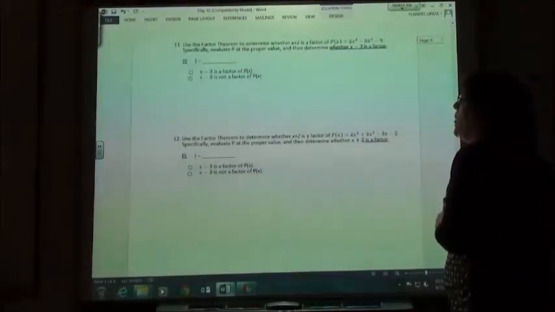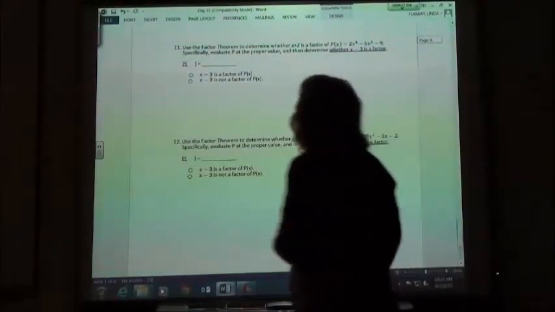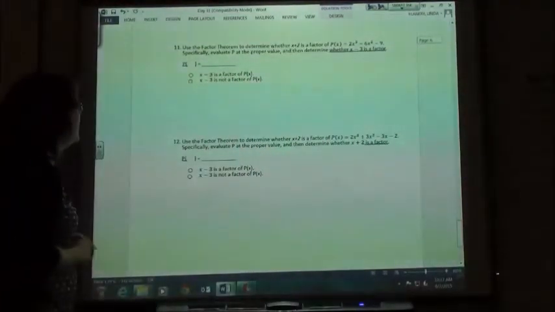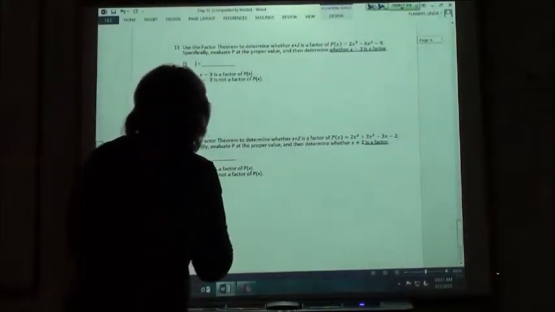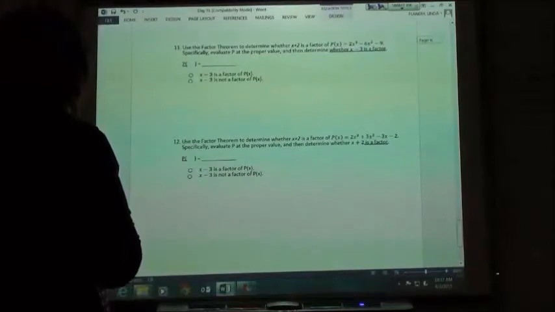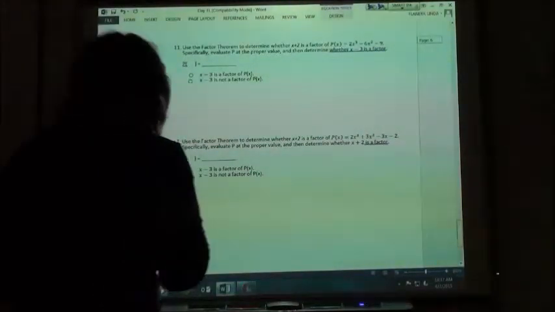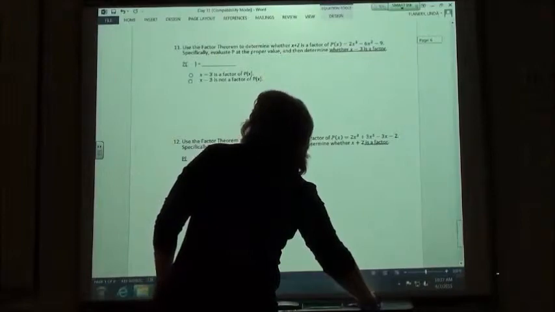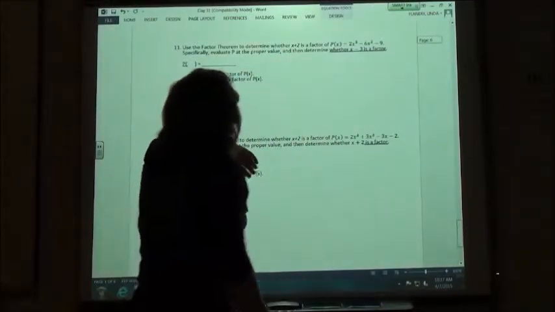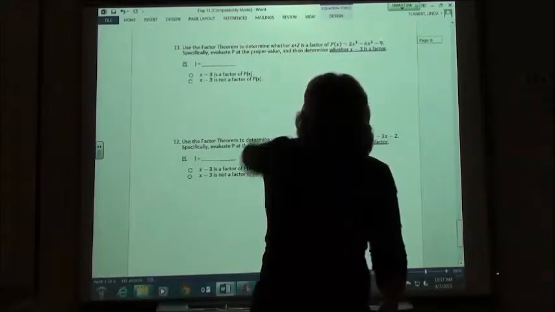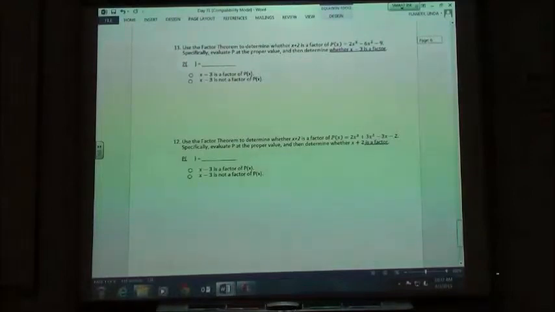All right, so number 11 wants to determine if x plus 2 is a, that's not supposed to say x plus 2, it's supposed to say x, what in the heck? Okay, I know she messed these ones up because she's got different stuff. Well, she's got x minus 3 here and x plus 2 there. Well, it says determine if x minus 3 is a factor, so that's what that's supposed to say, I think. Okay, I'm going to fix that. X minus 3.